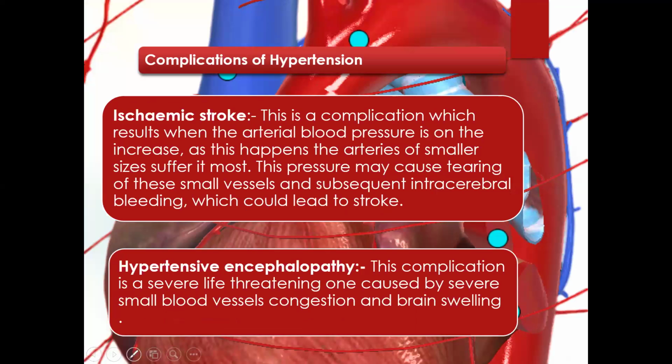Complications of hypertension. One of the complications is ischemic stroke. This is a complication which results when the arterial blood pressure is on the high side. As this happens, the arteries of the smaller size suffer most. This pressure may cause tearing of these small vessels and subsequent intracerebral bleeding, which could lead to stroke. I've explained this before. It leads to bursting of these smaller arteries, and the person might begin to bleed, which leads to ischemia, lack of blood reaching that part of the brain, and the person might suffer stroke.